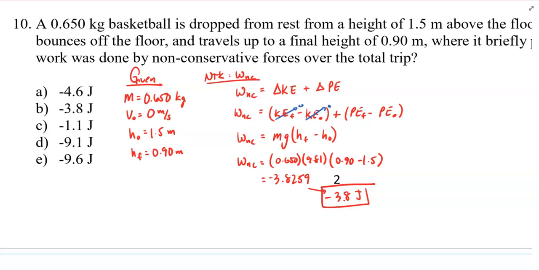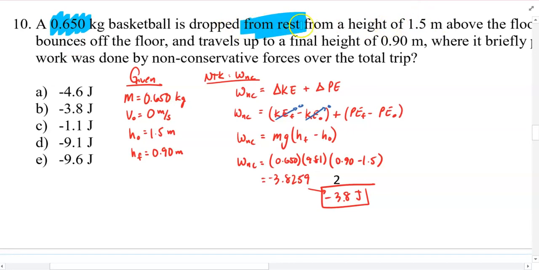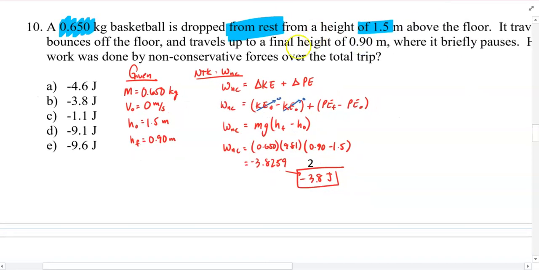Now this next example experiences something very similar. We have the mass of a basketball. It's dropped from rest, so it had no initial velocity, so no kinetic energy, and it had a height of 1.5 meters above the floor. It bounces and travels up to a final height of 0.9 while it briefly pauses. So again, no kinetic energy there.